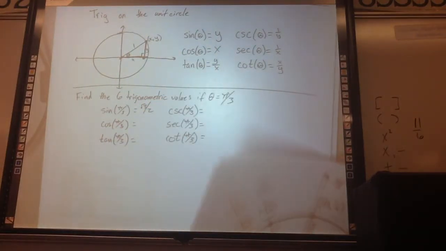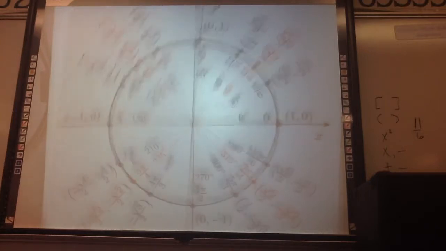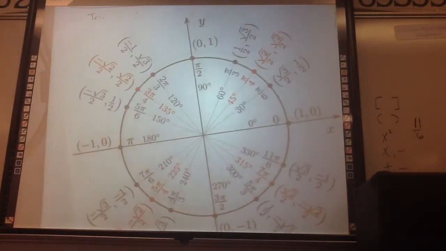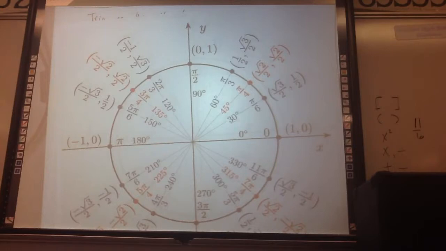Can you do the rest? Cosine is 1/2. You don't have to have it memorized, just look at it. So tangent would be root 3 over 2 over 1 over 2, which is not an acceptable answer. You're going to have to do a little work. So it's the square root of 3.